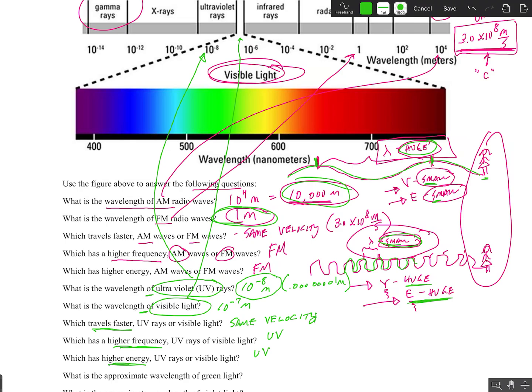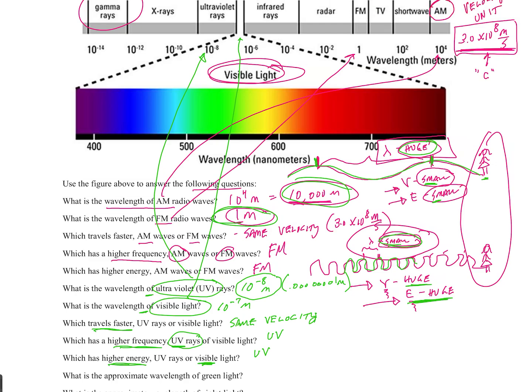Think about this. Why does Mom put sunscreen on you, probably still to this day before you go outside on a sunny day to the swimming pool? Is she concerned about visible light? Or is she concerned about ultraviolet light? Yeah, the frequency and energy of ultraviolet radiation is much higher than visible light. Sunscreen protects you from that higher energy. All right, let's try another one.